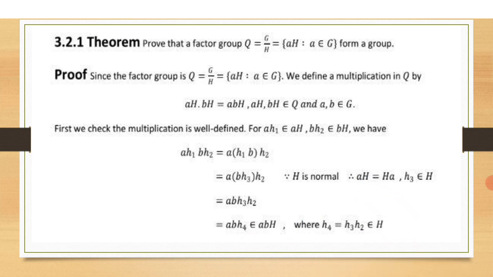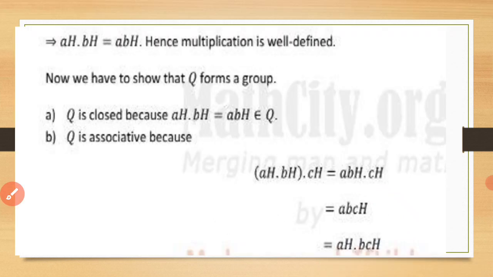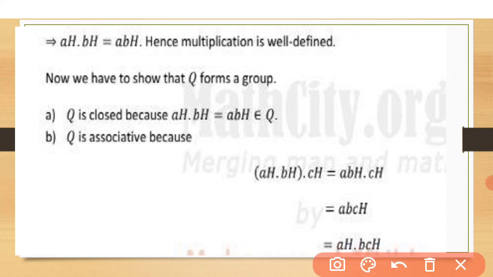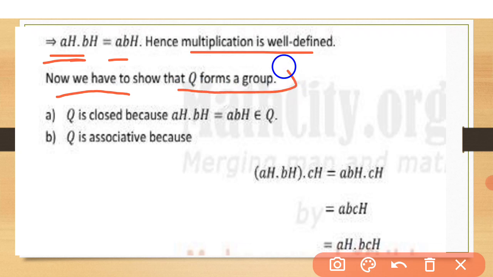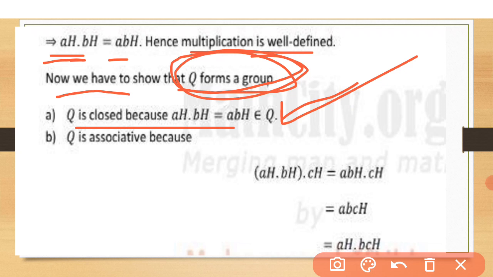Closed means well defined. So AH, the first left coset, dot BH, when we multiply these two left cosets, it gives us again a left coset. Hence multiplication is well defined. Now we have to show that Q forms a group. Now we have to apply all four properties. We have proved that it is well defined or closed. So Q is closed. First property is clear.